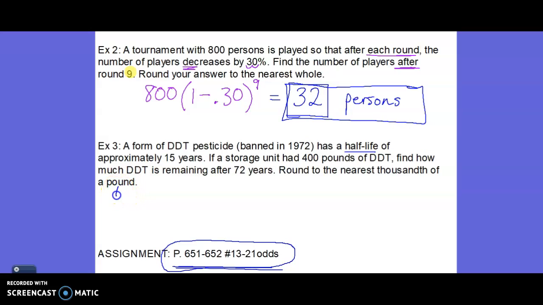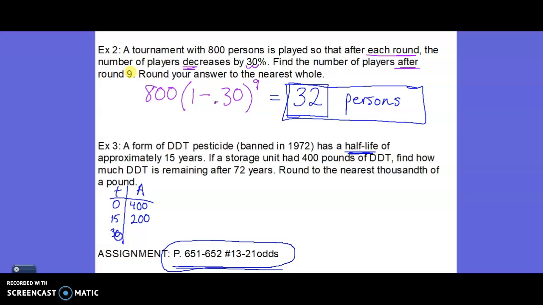is if we know time, and we know the amount, I'll use A for amount, at 0 years, this problem has 400 pounds of DDT. Okay, and you can pause the video and really understand this problem, but I want to keep going on. So a half-life problem means in 15 years, the DDT remaining is cut in half. That's why it's called a half-life. So half of 400 becomes 200.